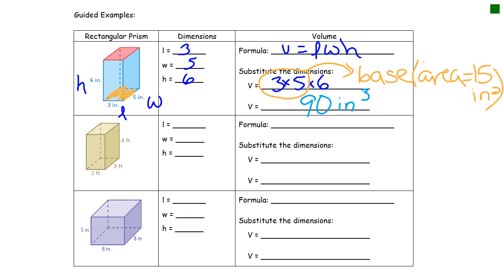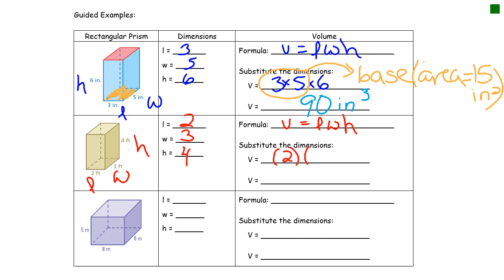All right, so my next example, I'll switch colors here so they don't all run together. I need to decide, again, my length, width, and height. I will go with 2 for my length here. The width would be 3. That's how far back it looks like that shape is, and then the 4 would be the height. So length is 2, width is 3, and height is 4. So the formula is that volume is equal to length times width times height. I plug in my values. So my length, this time I'll use parentheses.